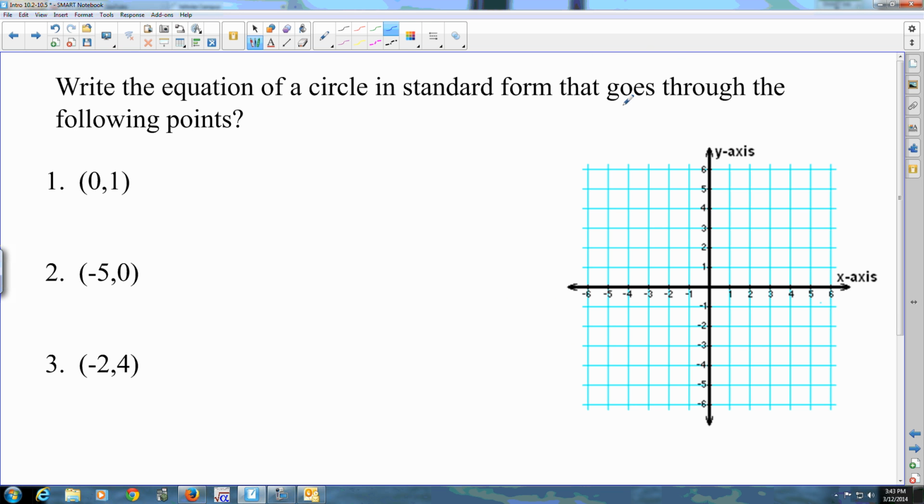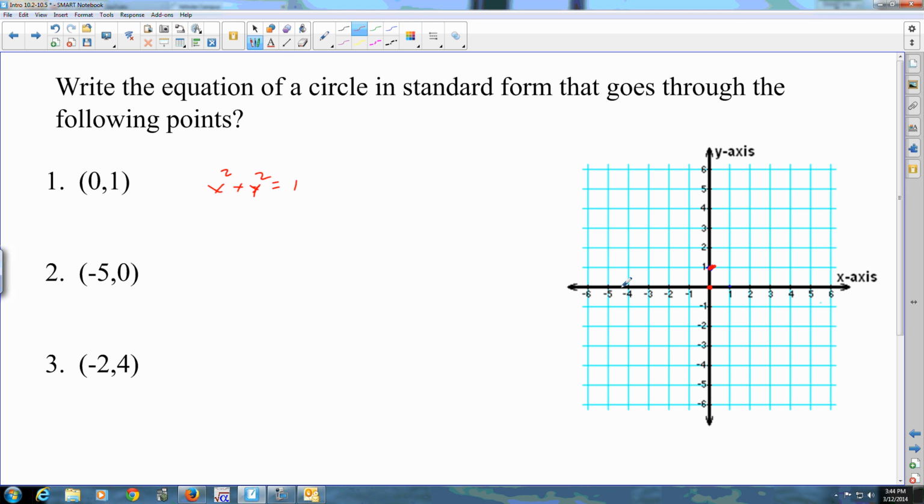Write the equation of a circle in standard form that goes through the following points. It goes through the point 0, 1. Let me use red, maybe that'll stand out a little better. Well, if it's centered here at the origin, what's its radius? 1, so x squared plus y squared is equal to 1 squared, which is 1.